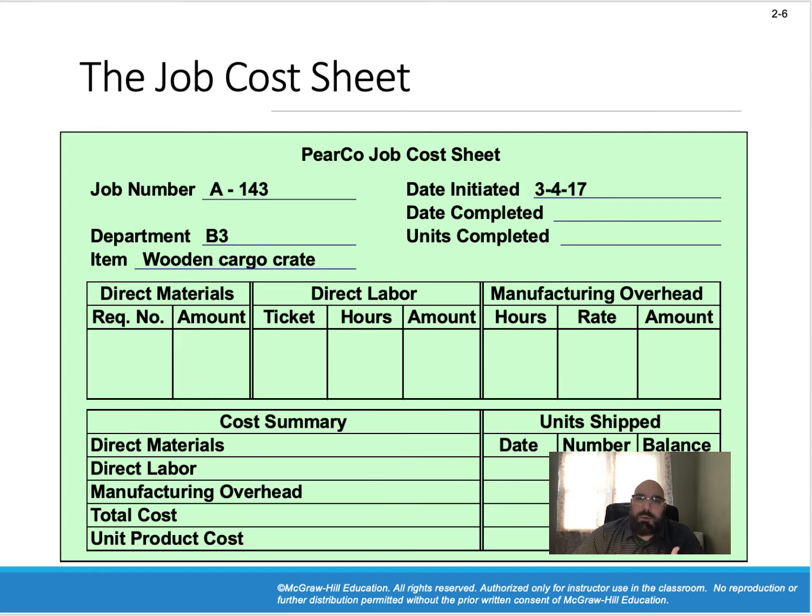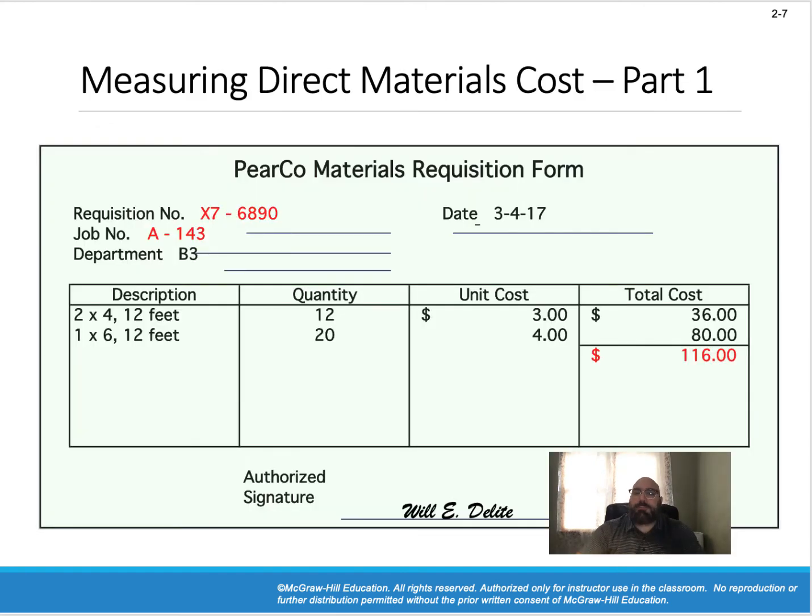So where do we get our direct material costs from? Well, the first thing that the production manager needs to do is to fill out a materials requisition form. Basically, this is just an internal document that the production manager sends over to the supplies department and says, hey, I need some material because I'm going to make wooden cargo crates. Fine. What do you need? Well, we can tell by the materials requisition form that this manager needs 12 2x4 boards, and they also need 20 1x6 boards.